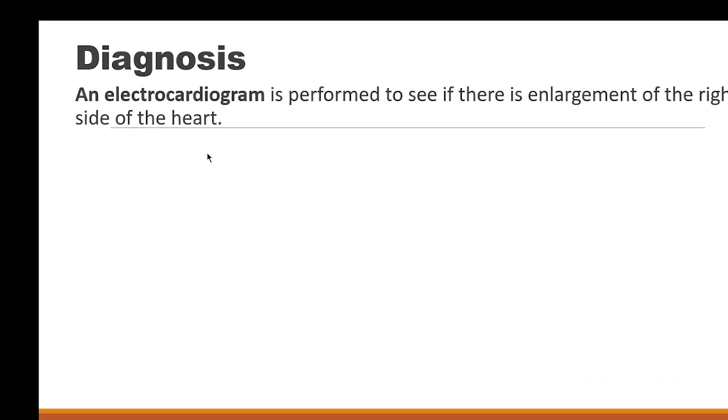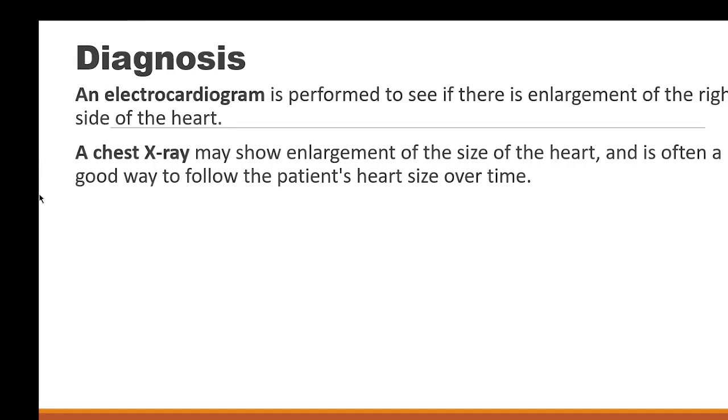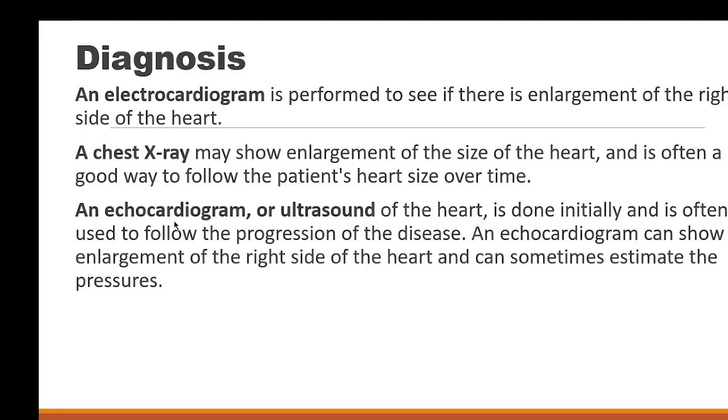Diagnosis. An electrocardiogram is performed to see if there is enlargement of the right side of the heart. We can also do a chest X-ray. In the chest X-ray, you will see enlargement of the heart. We can also do an echocardiogram, or ultrasound of the heart. It is often used to follow the progression of the disease. An echocardiogram can show enlargement of the right side of the heart and can sometimes estimate the pressure.